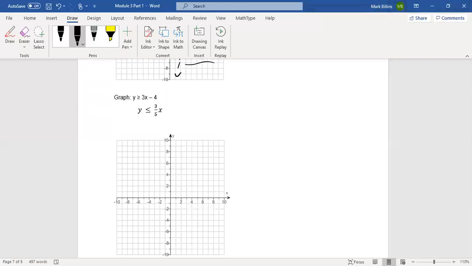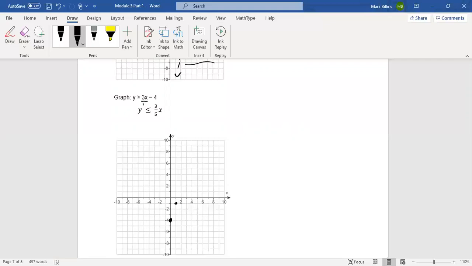So both of them are already in slope-intercept form. I'm going to start by graphing the first. So again, I look, they're in slope-intercept form. I look at my inequality symbol. It's greater than or equal to, so I know it's going to be a solid line. So I start at my y-intercept, which in this case is -4. My slope, remember, it's understood to be 3 over 1. So I start at -4, I go up 3 and over 1.